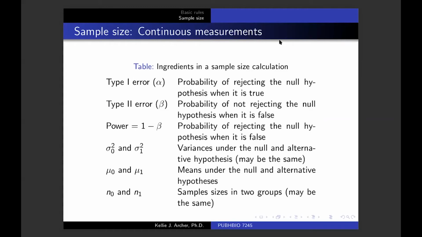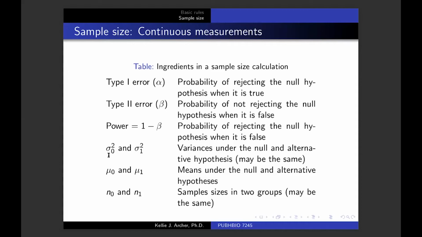There are multiple ingredients needed for sample size calculations. The first three are required for any sample size estimation problem. They are alpha, the type 1 error, which is the probability of rejecting the null hypothesis when in fact it is true. The type 2 error, or beta, which is the probability of not rejecting the null hypothesis when in fact it is false. Power, which is 1 minus beta, represents the probability of rejecting the null hypothesis when it is false. And for a continuous measurement, we additionally need these items.